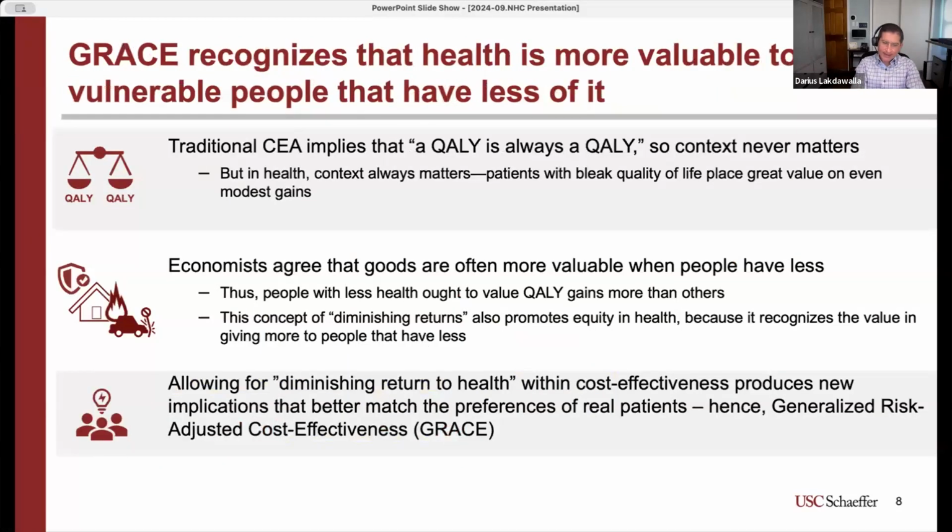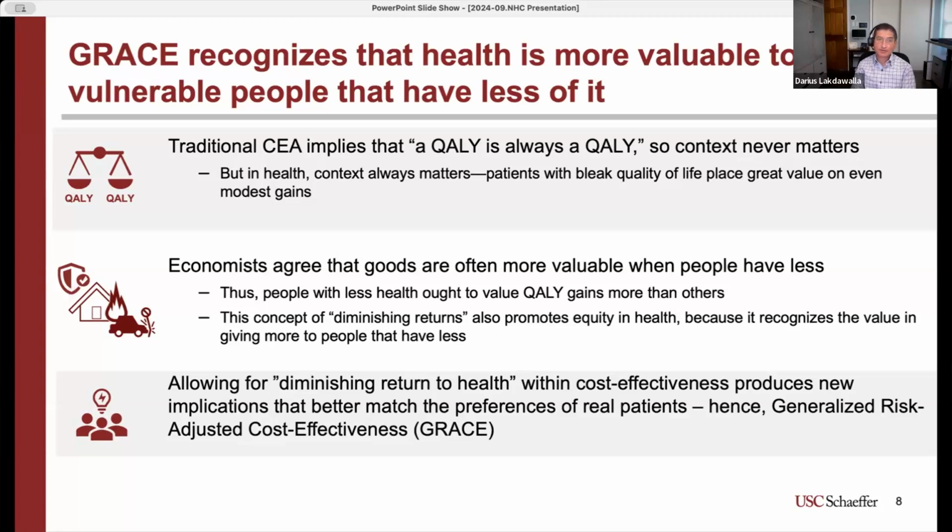So what's going on? Why is GRACE, first of all, departing from traditional cost-effectiveness analysis, and what is it doing differently? One of the most important differences is that GRACE recognizes that health is more valuable to vulnerable people that have less of it. And that, to me, seems very intuitive, but it turns out that traditional cost-effectiveness analysis doesn't really account for that or allow for that. In traditional cost-effectiveness analysis, there's this mantra that a quality is always a quality, meaning that context doesn't matter. As long as we count up the qualities, it doesn't matter in what circumstances those qualities are being accrued. But in fact, in health, context always matters.